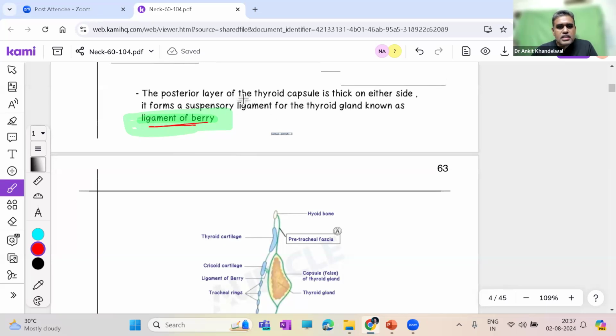Okay, so the posterior layer of the thyroid capsule is thick on either side and forms the suspensory ligament of the thyroid gland. Basically, there's the ligament of Berry, which goes from the thyroid gland to where? It goes from the thyroid gland to the cricoid cartilage. It is attached from there to there.